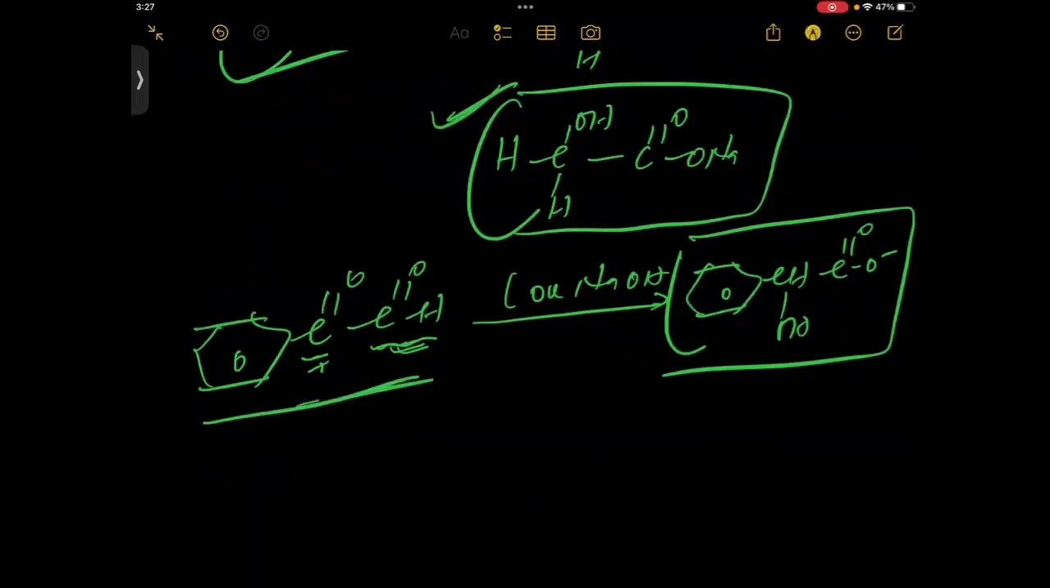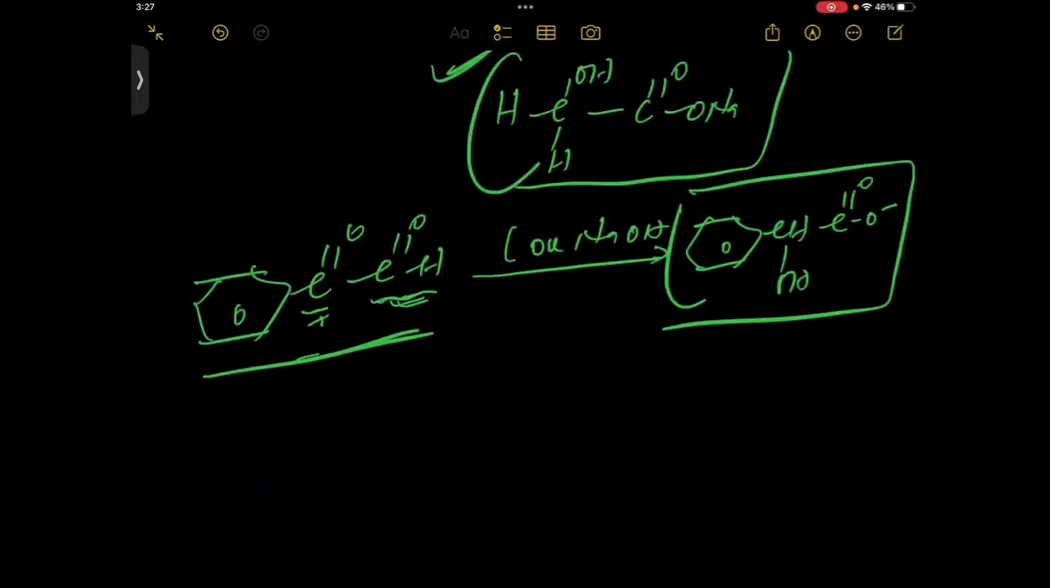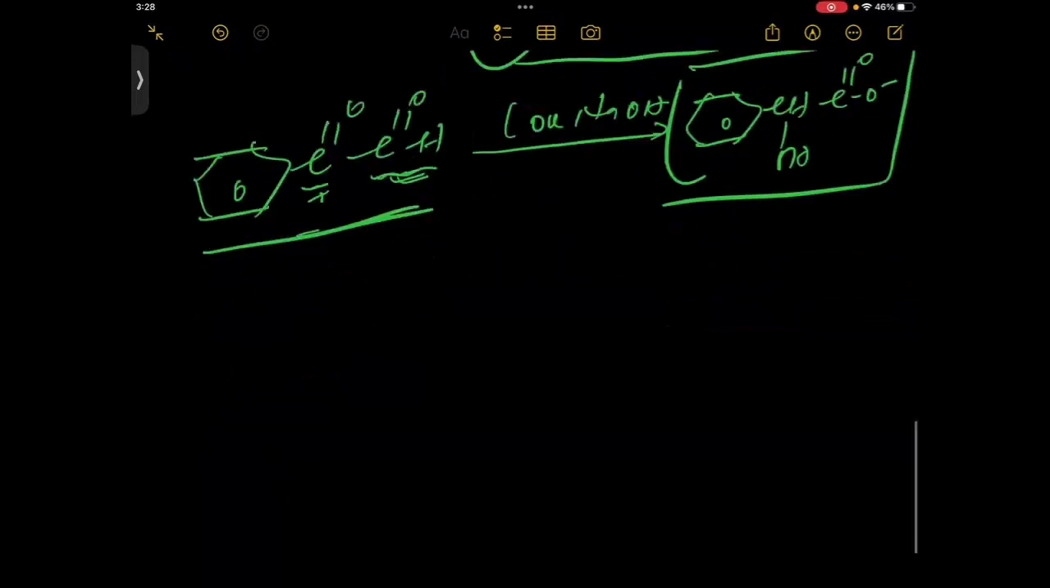Now I give you one question, students, which was asked in the 2003 JEE Advanced. That's a very easy question. Once you understand the whole concept, you can tell me what the answer will be. See, the 2003 JEE Advanced question.